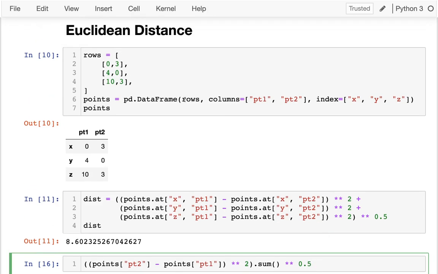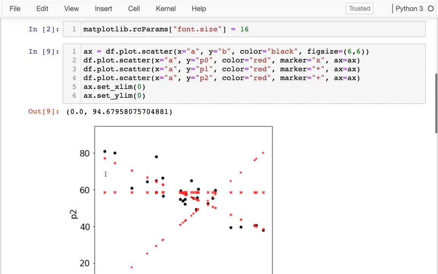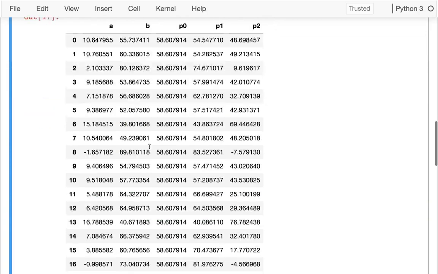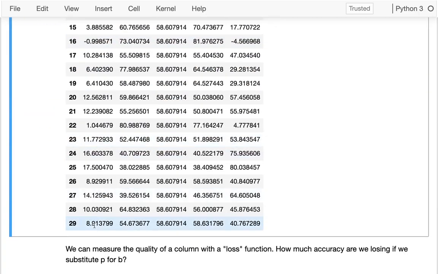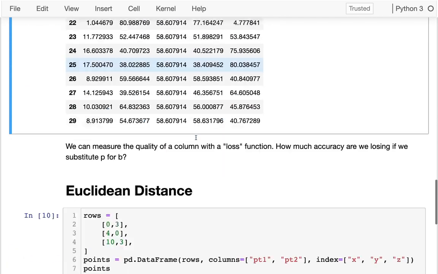And so where does that come into play? Well, here it was very nice that my three dimensions were x, y, z. But when I looked at my data frame before, I have these 30 columns, right? So if I have 30 columns, I'm in a 30-dimensional space, and I can think of each of these columns as a point in that 30-dimensional space. And I can compute the Euclidean distance between these columns, right? I can compute the Euclidean distance between B and P0.